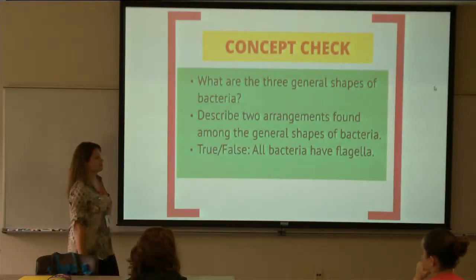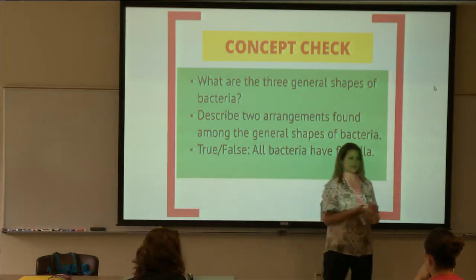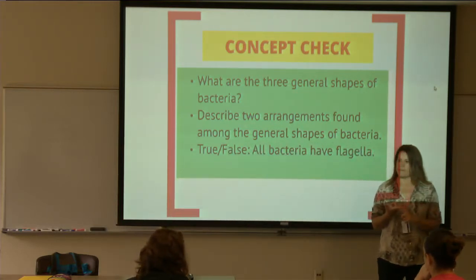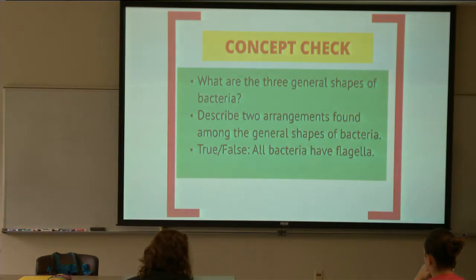Three general shapes of bacteria. We have the circular shaped ones, which are referred to as coccus or cocci. What's the term for rod-shaped ones? Bacillus. And then what's the next basic shape? Curved or spiral, yes. Within the curved or spiral, we had the vibrio, which are curved rods, the spirilla, and the spirochetes.